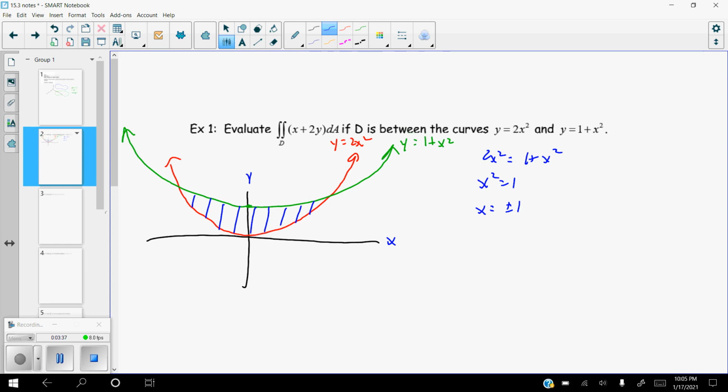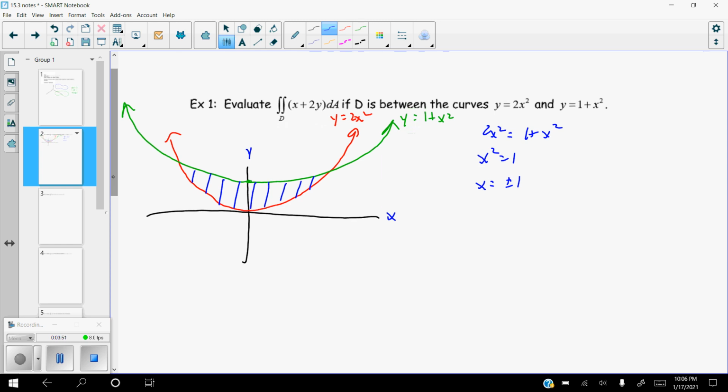So the question is, how are we going to set this thing up? I know it's going to have to be a double integral. And notice it's very non-specific. It says dA. Well, that means we have to figure out which order this thing goes in. And I'll explain what I mean by the order in a second here. So what we're going to do is what is called a type 1 double integral, or type 1 region.